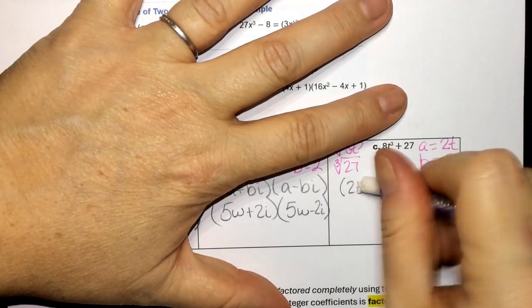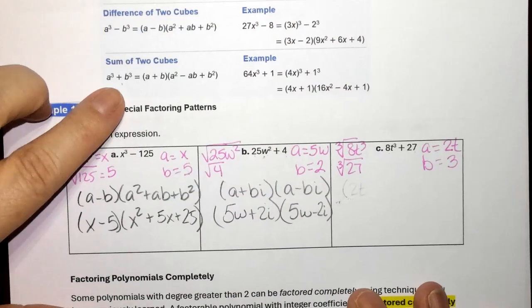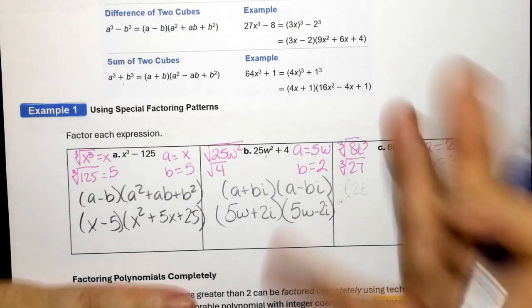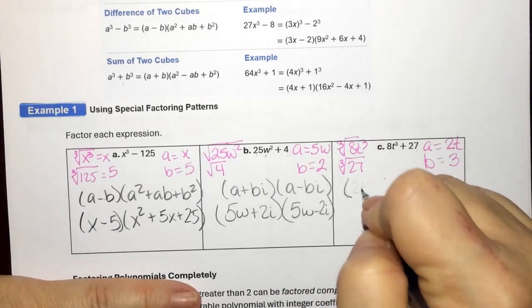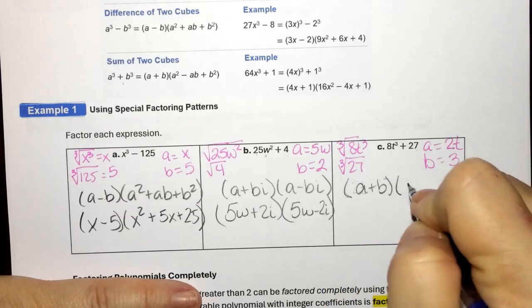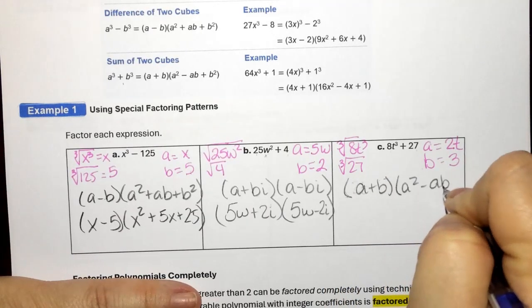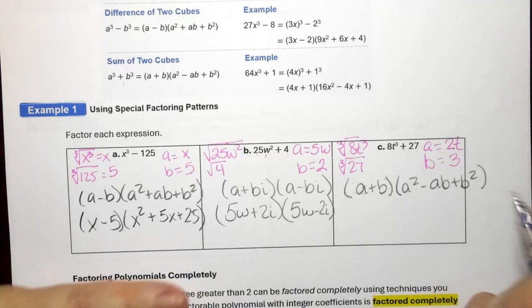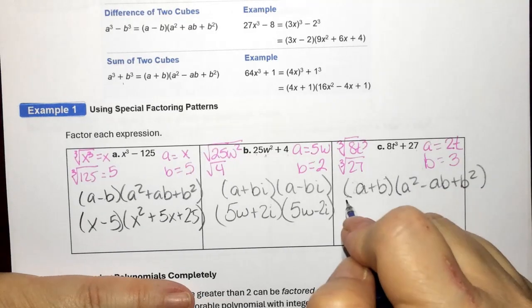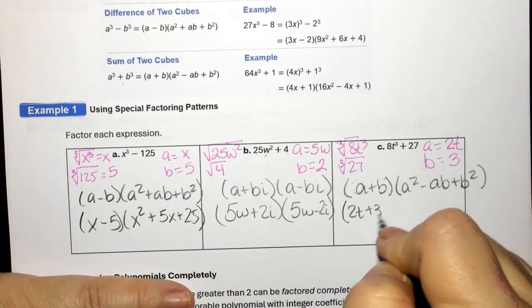Actually, I'm going to write the pattern down. I don't know why I didn't do it, I guess because it's right there, but I'm going to write it down just so we have it. a plus b, a squared minus ab plus b squared. So a is 2t, b is 3.